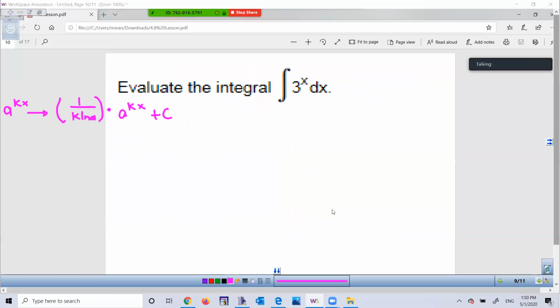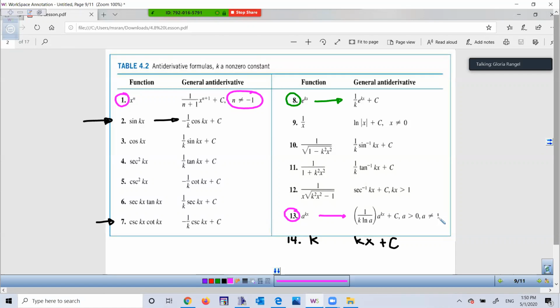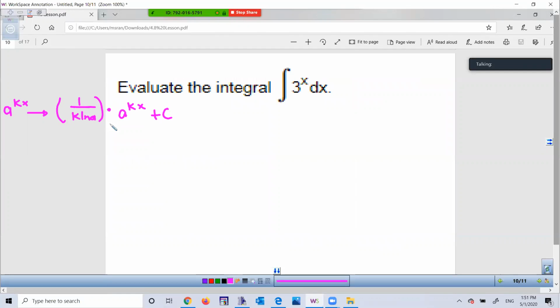A, which is my 3, is a number that's greater than 0, okay? And also a can never be equal to 1, and a wasn't 1. So that's how I knew this formula and not the power rule. So what do I do next?